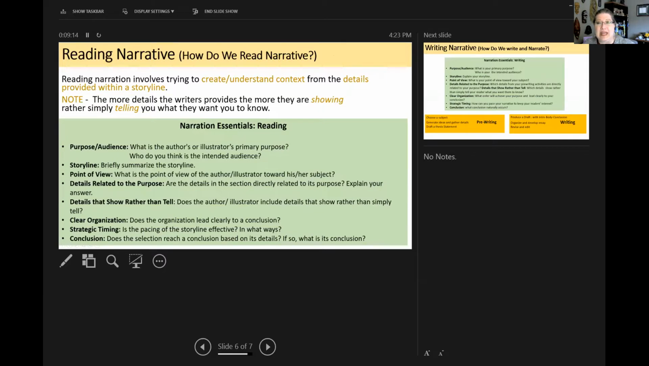So when we're reading it, what we're trying to do is understand the context, the details that are happening within the storyline, kind of get those main points.